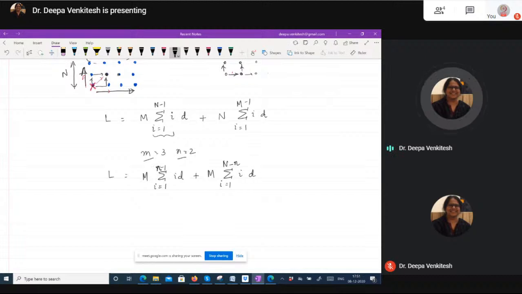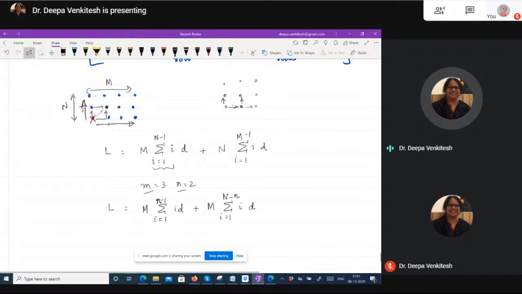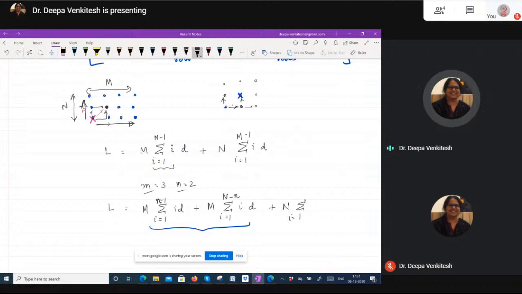The reason being that if your hub is moved to the center, the number of connections changes. So you can start by considering that instead of the hub being here, think about what happens when the hub is at this point. Then you will realize how many fewer connections you need to make, right? So this we did for the m, and similarly we need to do for the n. So we need to say that this is n times the summation of I equal to 1 to m minus 1 ID plus n times the summation of I equal to 1 to m minus m ID.